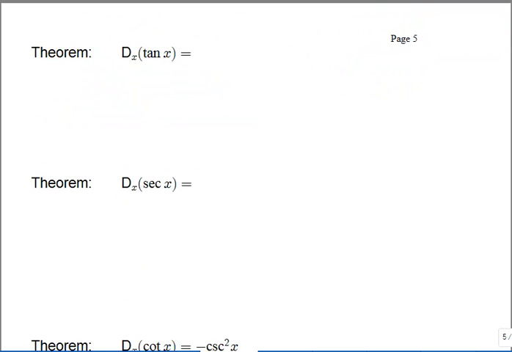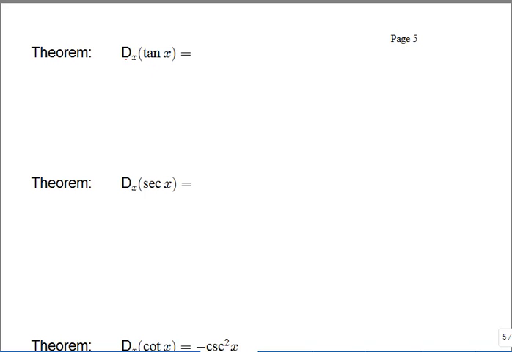Now that we know this quotient rule, we can develop our derivative rules for our other 4 trigonometric functions. Hopefully you remember from a previous lecture that the derivative of the sine function is just cosine, and the derivative of the cosine function turns out to be minus sine. So we're going to use those two pieces of information plus our quotient rule to help us figure out the derivative of tangent, secant, cotangent, and cosecant. So let's start with the derivative of tangent.